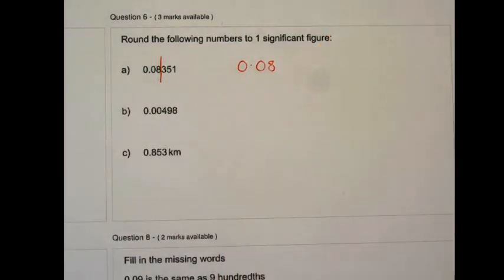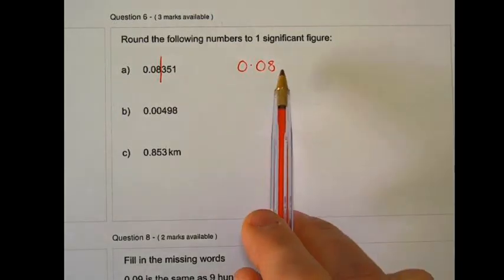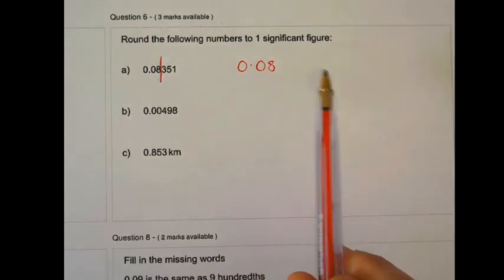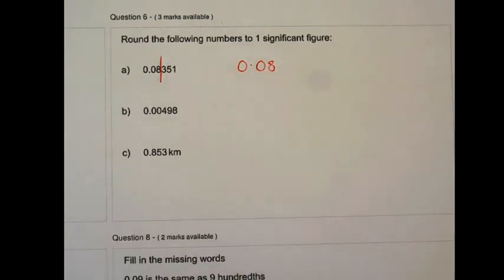Now before, when the numbers were greater than 1, we had to add the placeholder zeros on after. We don't need to with these types of numbers because we're showing that the value of that number is 0.08. Adding zeros on after is not going to change the value of that number. So we just leave that as 0.08.